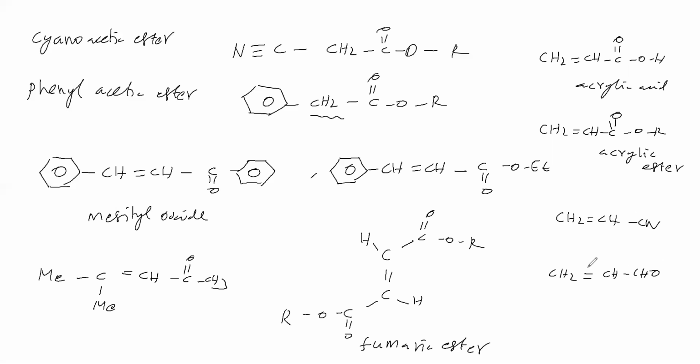Okay. So for Michael addition, we have to take an active methylene group compound, then an alpha beta unsaturated compound, and then we can go for Michael addition. How the product will form, that we'll see. Now first we are taking an alpha beta unsaturated compound, one example, vinyl cyanide. Then we will take an active methylene group compound.